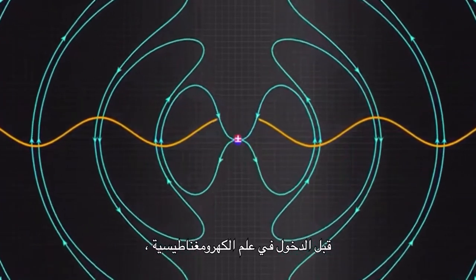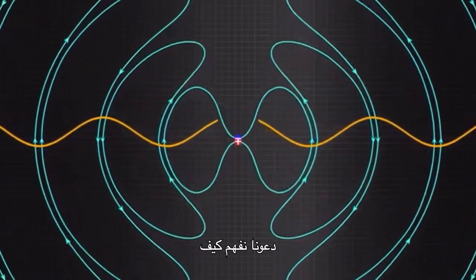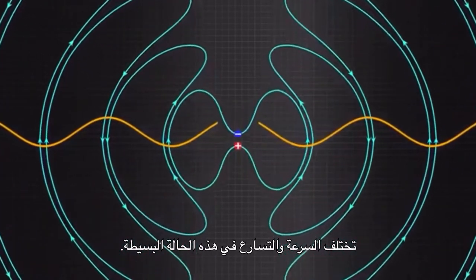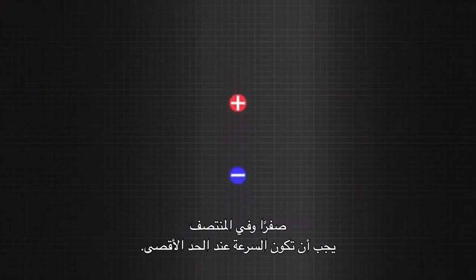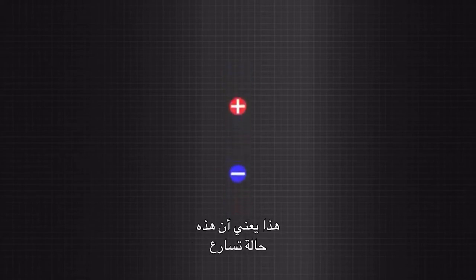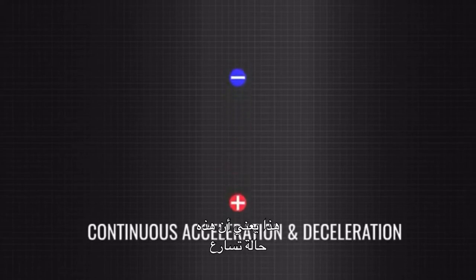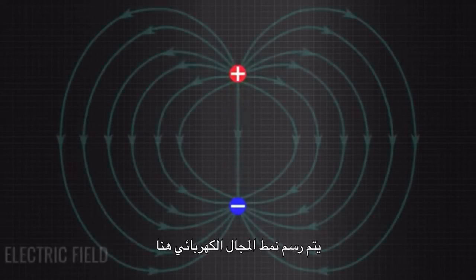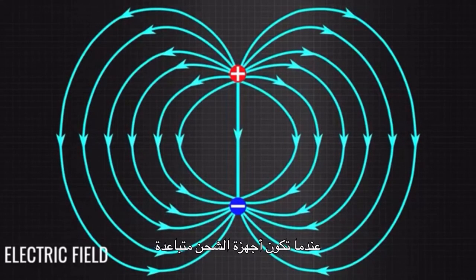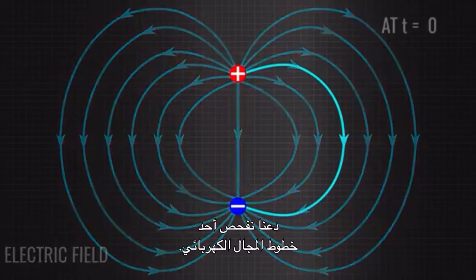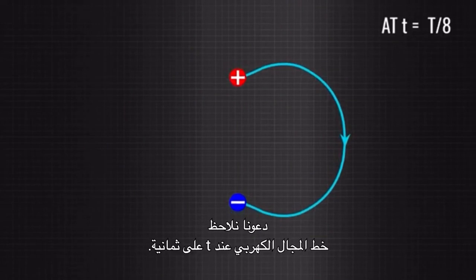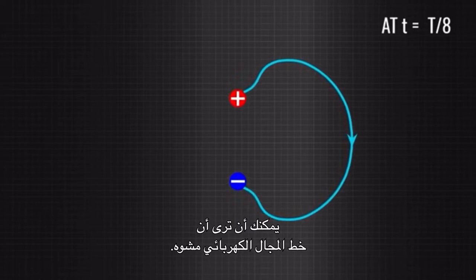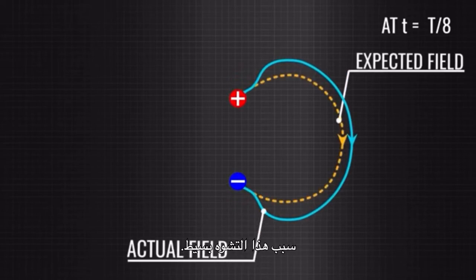Before getting into the electromagnetics, let's understand how velocity and acceleration vary in this simple case. It is clear that at both ends the velocities should be 0, and in the middle the velocity should be at the maximum. This means that this is a case of continuous acceleration and deceleration. The electric field pattern is drawn here when the charges are far apart and when the velocity is 0. In order to have a better understanding, let's examine one of the electric field lines. Let's observe the electric field line at T by 8. You can see that the electric field line is deformed.